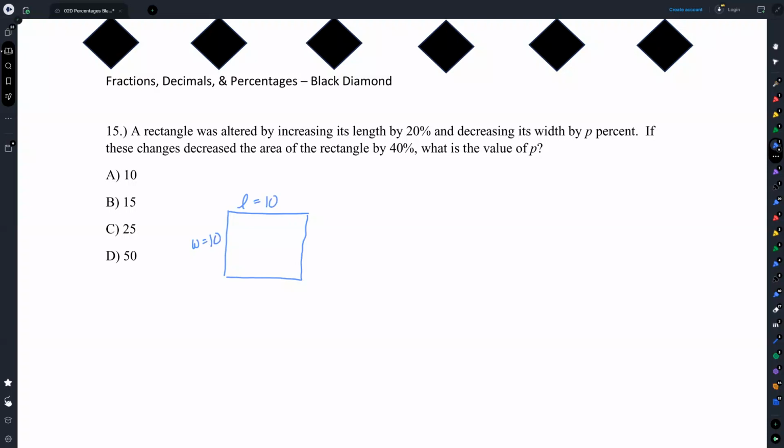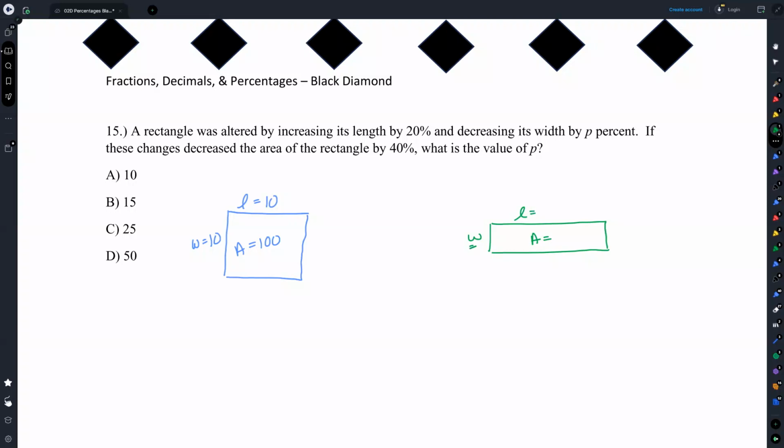You can pick anything you want here. You'll still get the same answer, but you'll have to do a lot more work if you come up with numbers that aren't quite as simple as these ones. All right, so now we're going to make our new rectangle. Our new rectangle here is going to end up longer with a new length and less width here. And there'll be a new area that's a little less.